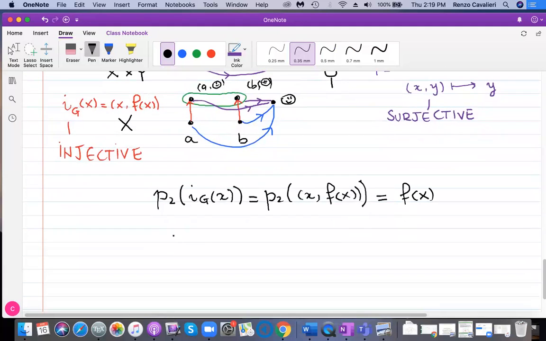Right? So this is true for every x in X, for any input. P2 of IG of x is equal to f of x, which means that P2 composed with IG is equal to the function f as a function.